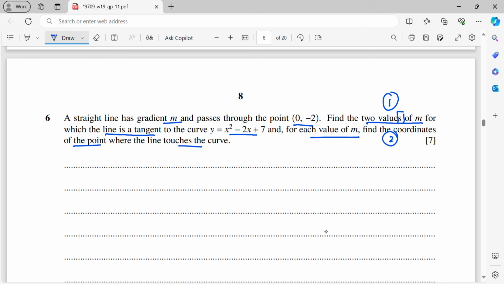Okay, so this is the question whereby we apply b squared minus 4ac equals 0 just now. Okay, because it is a straight line to the curve. The curve is a quadratic. So when it is a quadratic, you can use the discriminant method to solve it. So y equals mx.